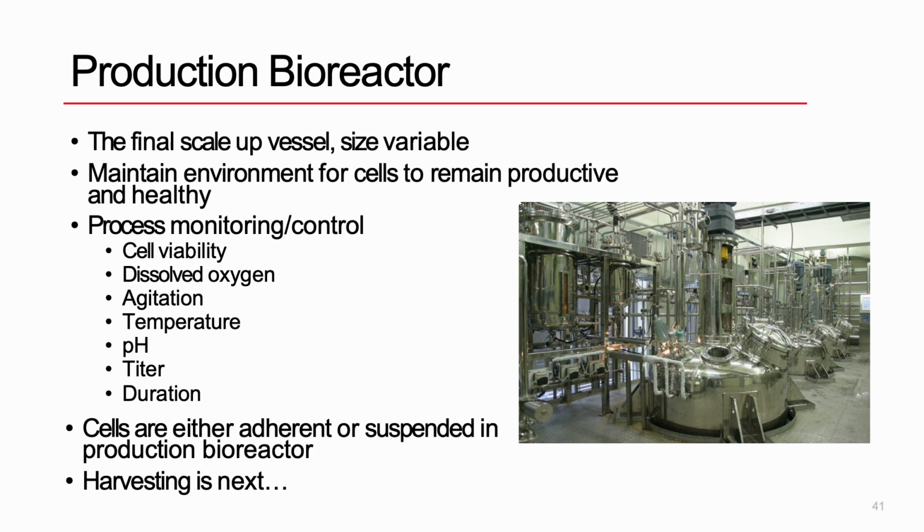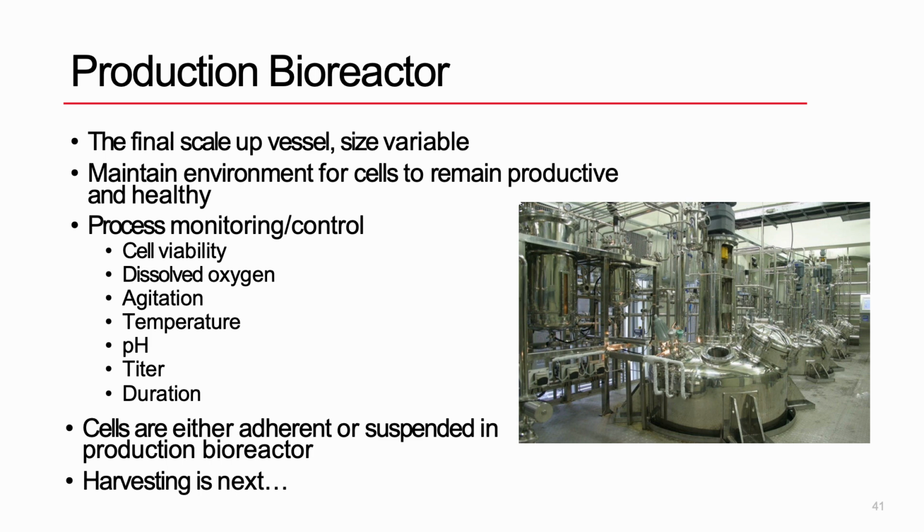So it's a final scale-up vessel, and the size is variable, as you can see on the right picture on the right side of the slide. So this is for maintaining the environment for cells to remain productive and healthy. Now, the process monitoring and control includes the following: cell viability, dissolved oxygen, agitation, temperature, pH, titer, and duration. Exactly, very similar to the previous slide.